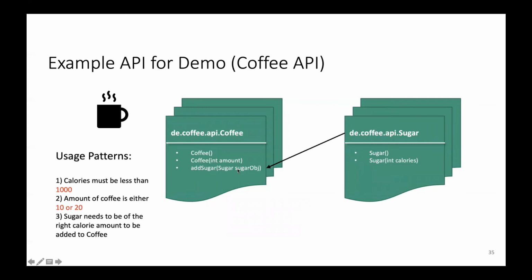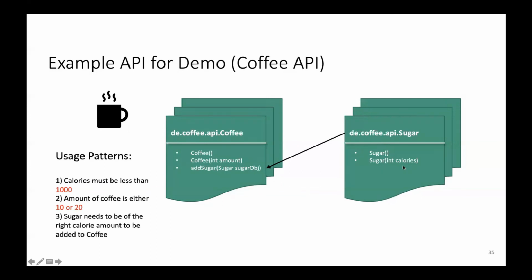The API has only two classes. One is a coffee class, one is a sugar class, right? The coffee class has a couple of constructors, essentially one constructor without any amount, the second constructor with an amount, and then there is one method to add sugar. When you add sugar, you supply an object of sugar type. The sugar class has only two constructors. One is a sugar without any value, and the other is a sugar with calories, right?